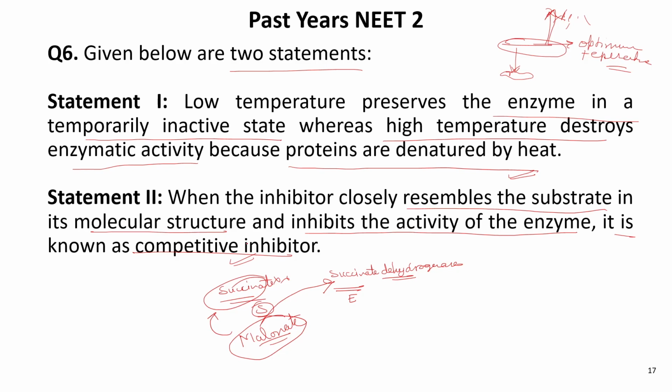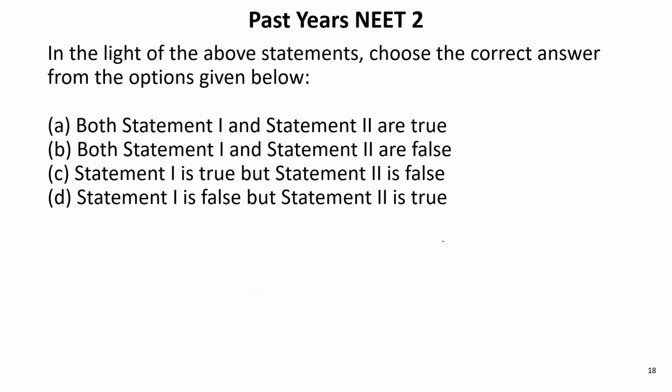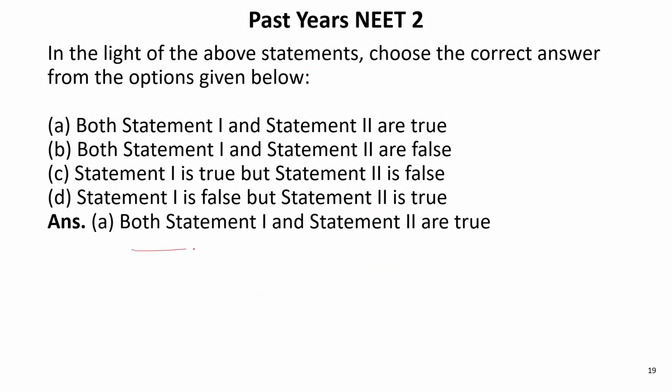So here it is doing what? It is competing. Malonate is competing with the substrate to join with the succinate dehydrogenase. And why is it joining with the succinate dehydrogenase? Because it closely resembles the substrate. Okay, so both the statements are correct. So both statement 1 and statement 2 are true.